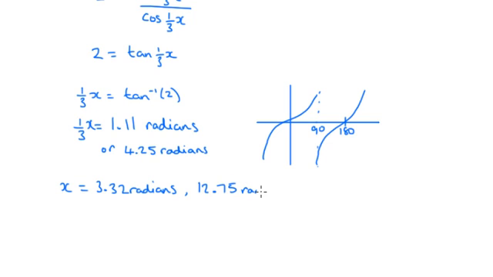Which, that second one seems quite big, but if you think about it, we're going all the way up to 6 pi and 6 threes are 18. So that's still within the range of values that we're expecting. So 3.32 or 12.7 to 3 significant figures if you look at the rounding.